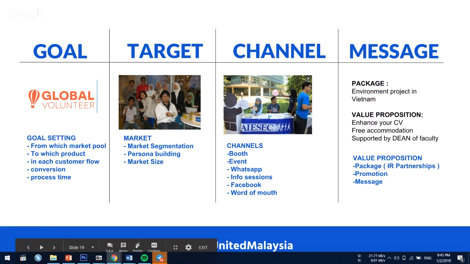And after you know who you want to target, you move on to channel. In channels, what are the channels you use to reach out to the people you set in target, like in your market? For example, do I do booth? Do I do event? Do I use WhatsApp? Do I use Facebook, and all this kind of thing?